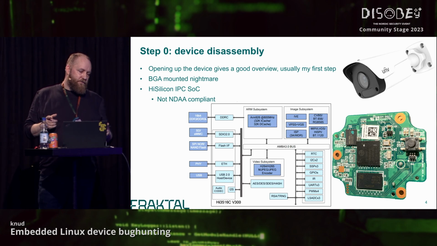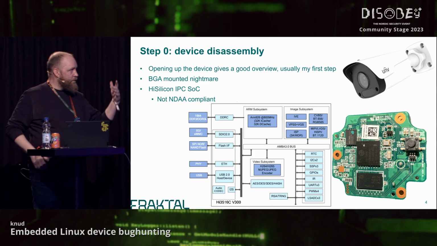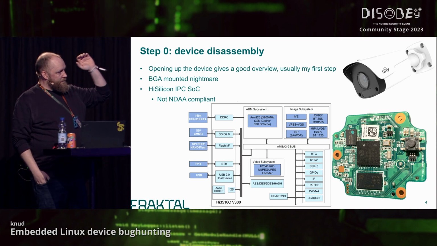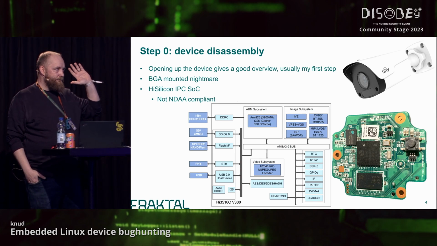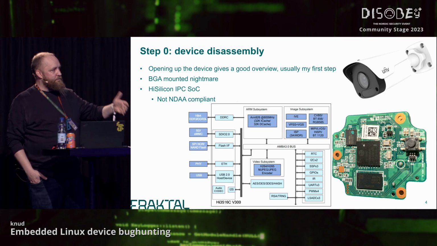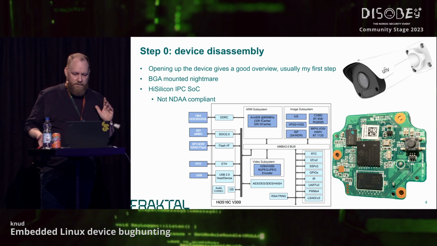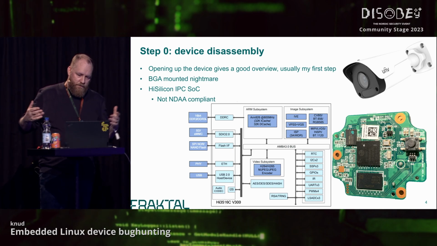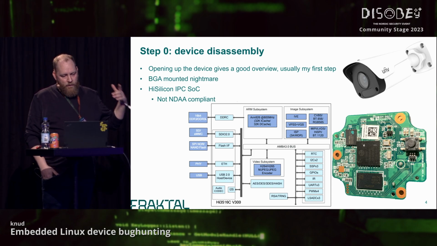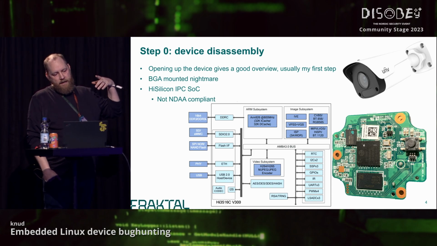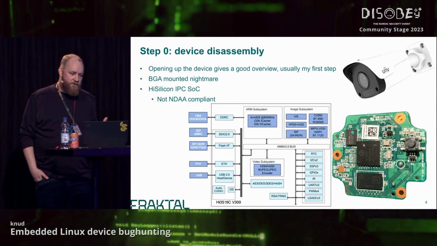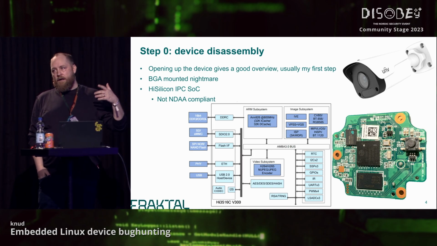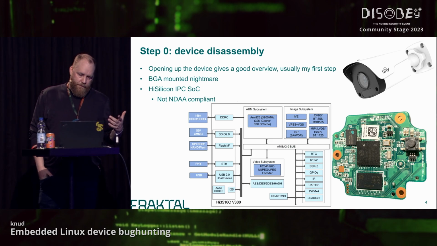It's a ball grid array mounted nightmare, which means that desoldering the chips is definitely out of my league, because, well, I can take them off, but I cannot put them back on, and that's like sort of just destroying things. But when you look at the chips, you can see that it's a HiSilicon IPC SoC. What does HiSilicon IPC SoC mean? It means that it's an IP camera system on chip.